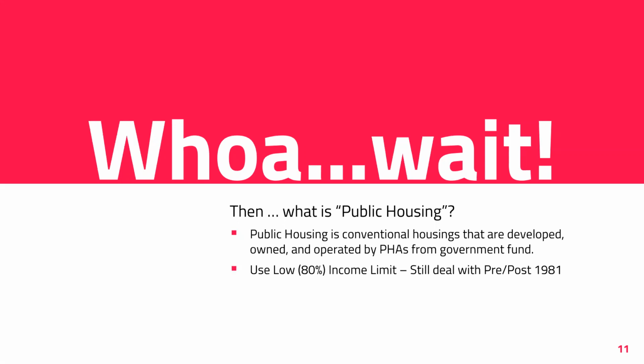They use the low income limit, but they are still dealing with the pre and post 1981 issue, whether or not they can admit people above 50% or up to 80%, and they still pay income-based rent, but there is no rental assistance. So they're not dealing with HAP when it comes to public housing.